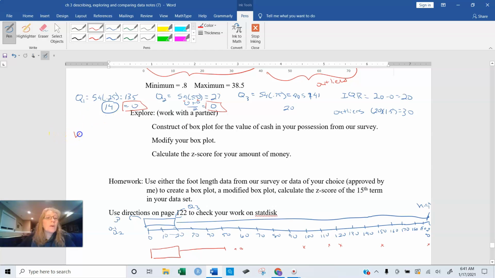Your low number was also 0. Your high number was 200. Quartile 3 finally was different. You got 40.5, which is your 41st number, which was 20. So your interquartile range is 20 minus 0, which is 20, times 1.5, which is 30, which is what we'll use for our modified plot.